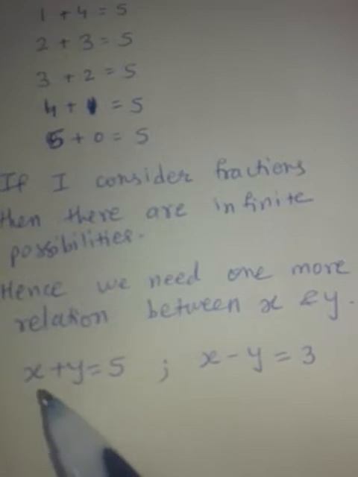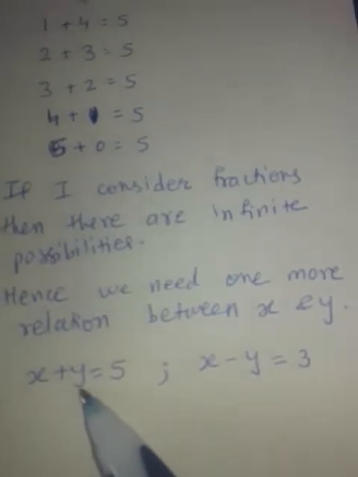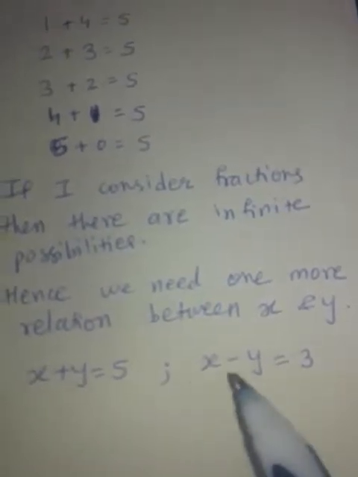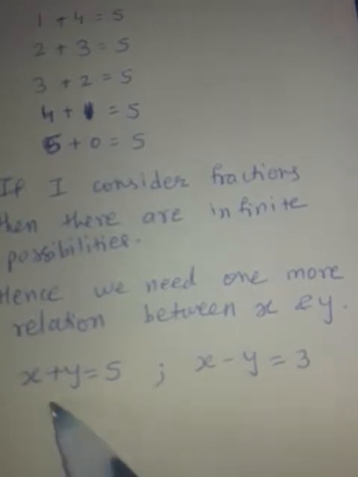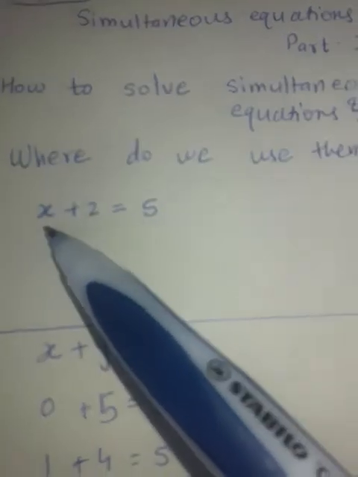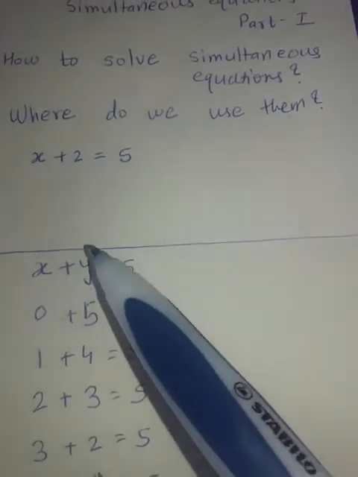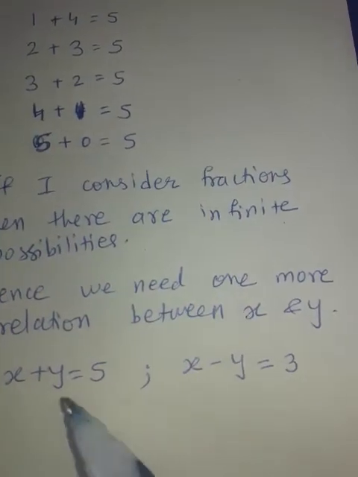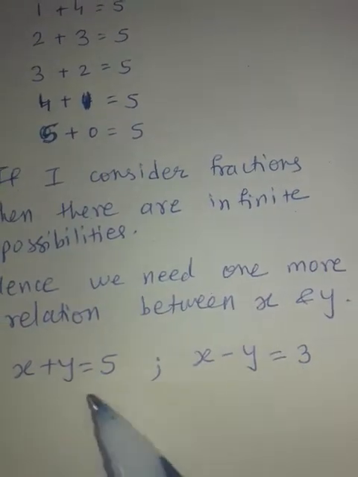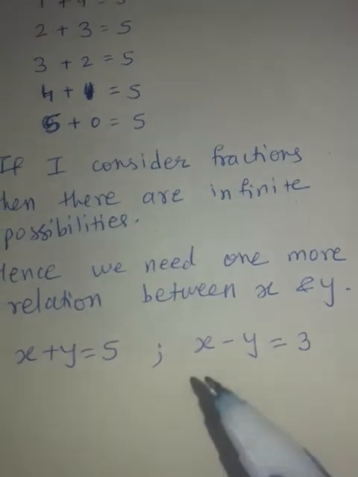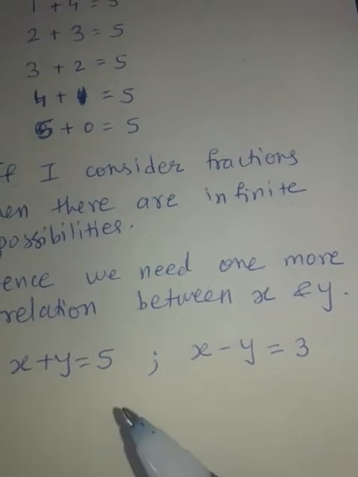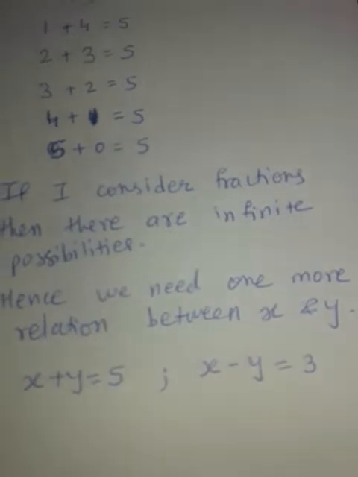Now there are two unknowns, x and y, and hence we need two equations. Only then can we find the values of x and y. When there is a single variable with a single equation, you could find the value of x. But when there are two unknowns, you cannot find x and y with the help of a single equation. You need two equations, and these two equations are to be solved together, simultaneously. Hence, they are called simultaneous equations.